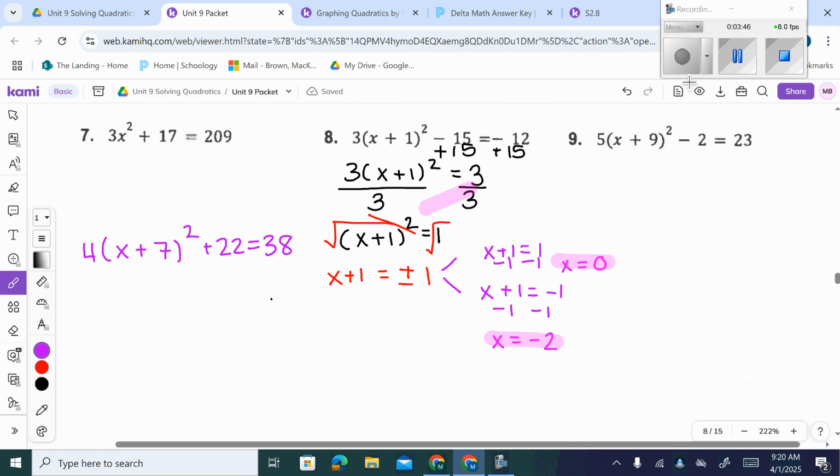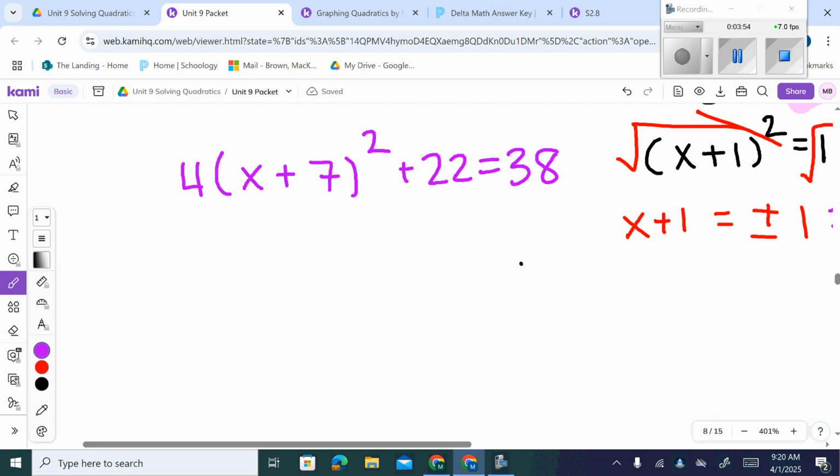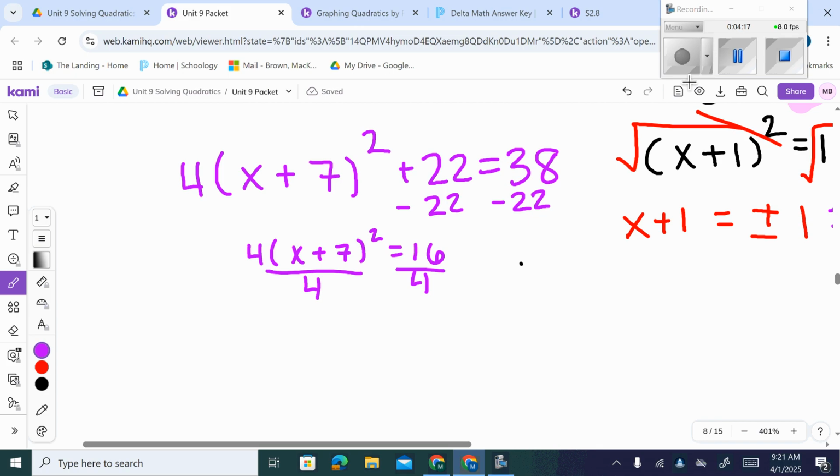Alright, so just like we did on number 8, I'm trying to get these parentheses by themselves. What do you need to move first? Good, how do you move that 22? Subtract it. 38 minus 22? 16. Good. All right. What am I going to need to undo now? Yeah, the 4. How do I undo that 4? Divide. x plus 7 squared equals 4.